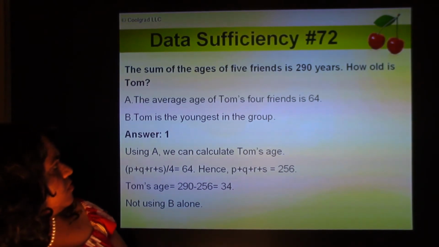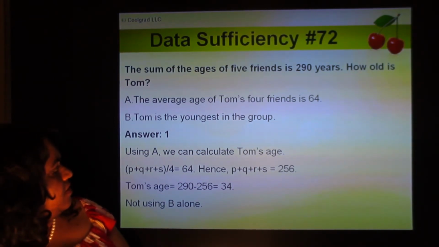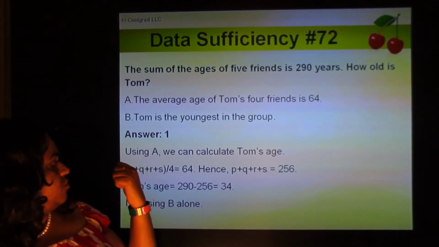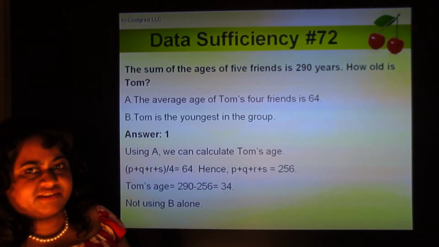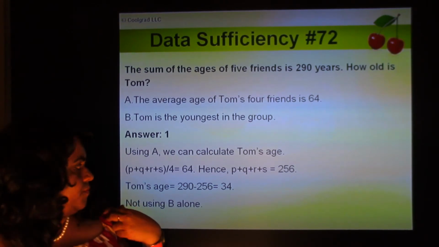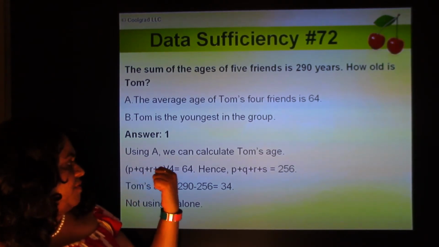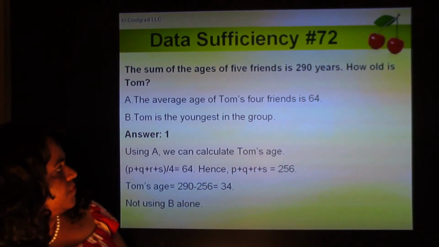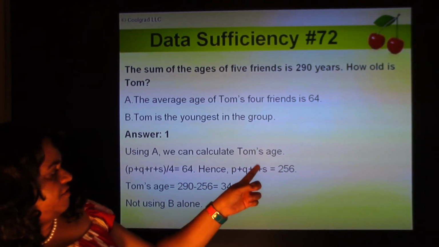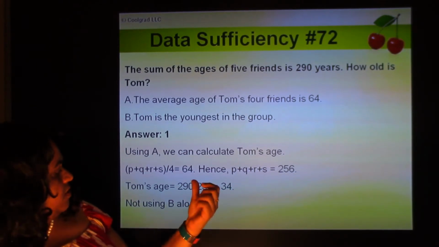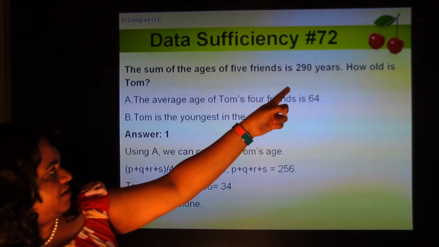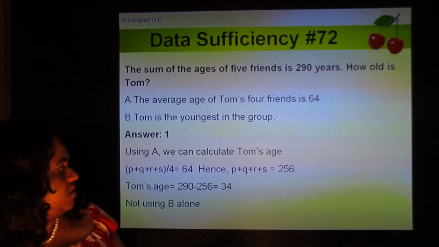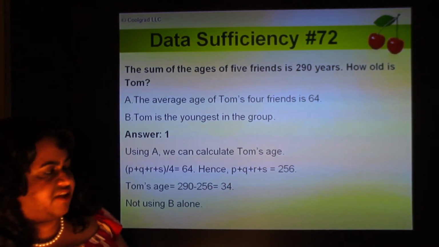The average age of Tom's 4 friends is 64. So P plus Q plus R plus S, where P, Q, R and S are Tom's 4 friends. So P plus Q plus R plus S divided by 4 is 64. So P plus Q plus R plus S is 256. And therefore, if Tom is the 5th one, the sum of the 5 ages is 290, right? So 290 minus 256 is 34. So Tom is 34 years old. So using statement A alone, we can solve for Tom's age.